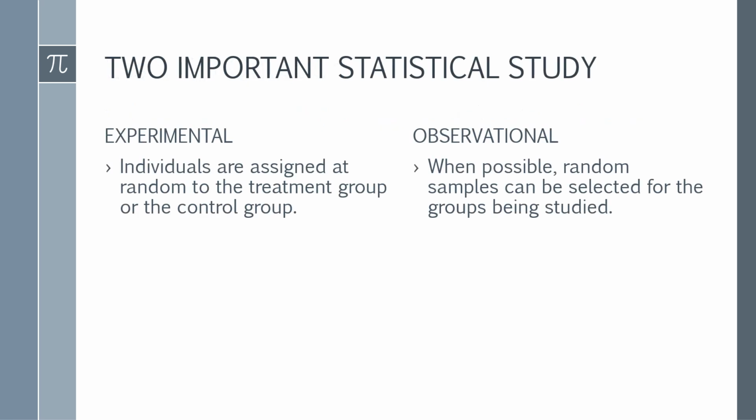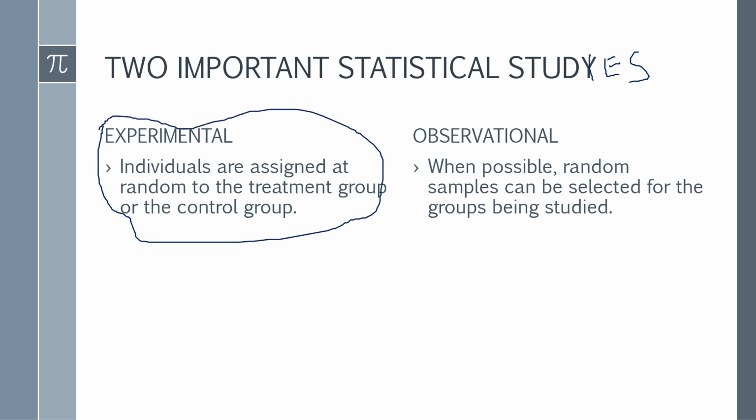Alright, two important statistical studies. Experimental studies, where individuals are assigned at random to the treatment group or the control group. And we're going to dive deep into experimental studies. Observational is when people are selected at random instead of being selected on whatever.